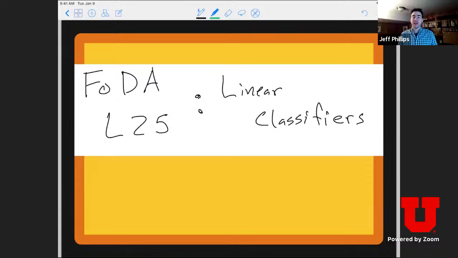So we're starting today. We're talking about classification, and the goal of the lecture today is just to define: what is the classification problem? What is a linear classifier?